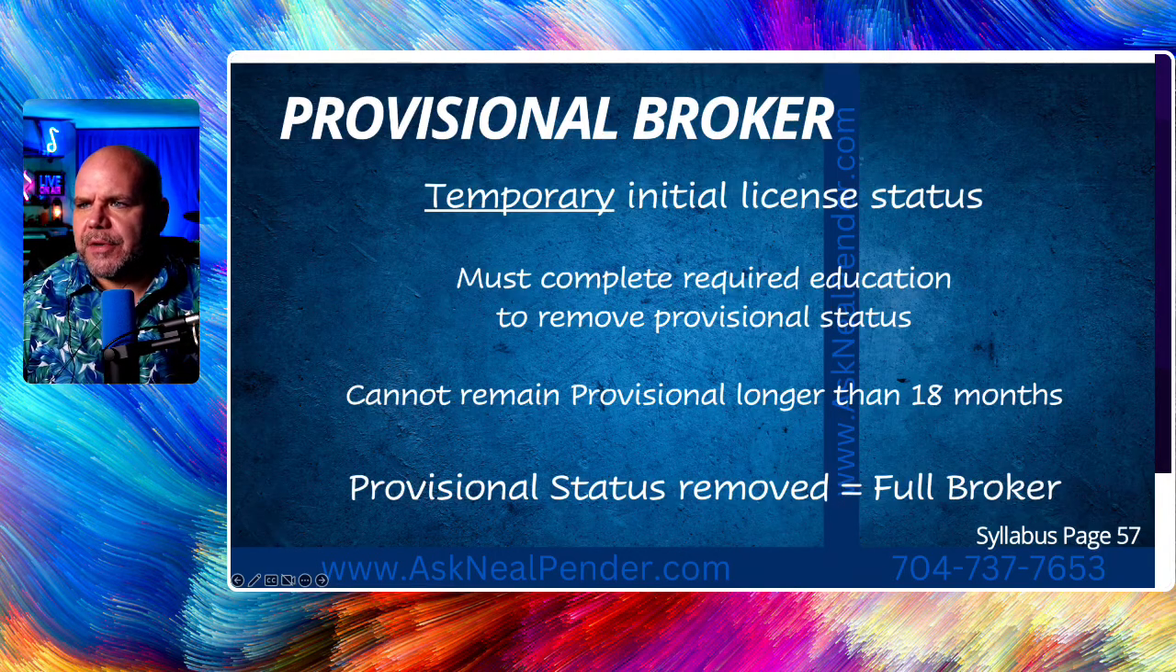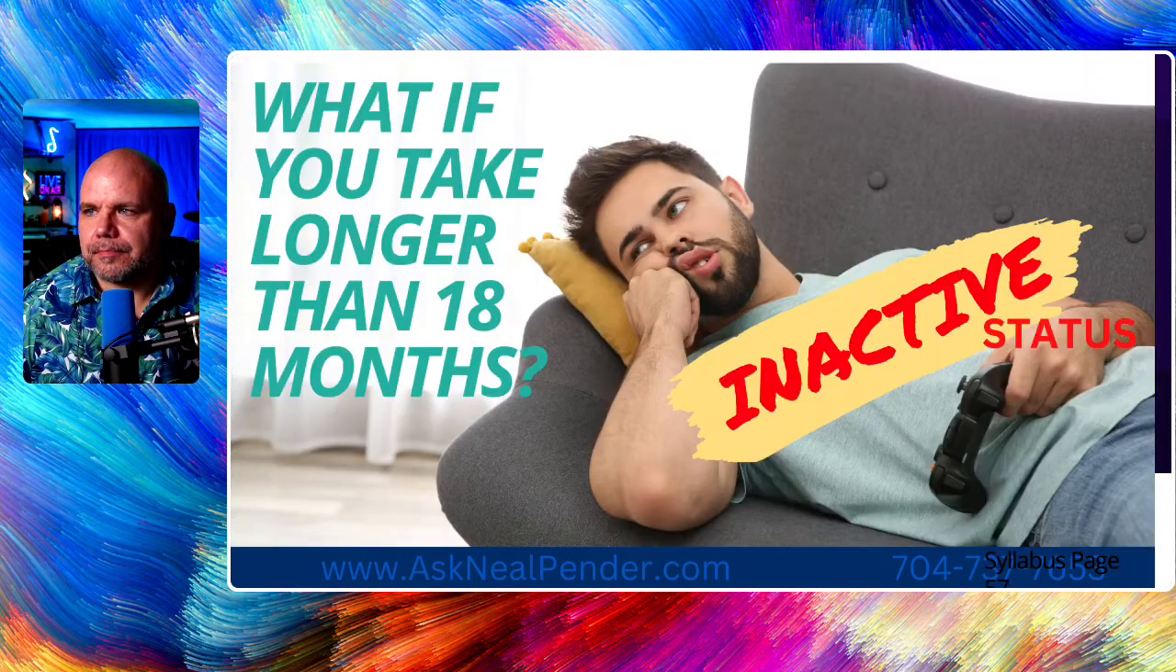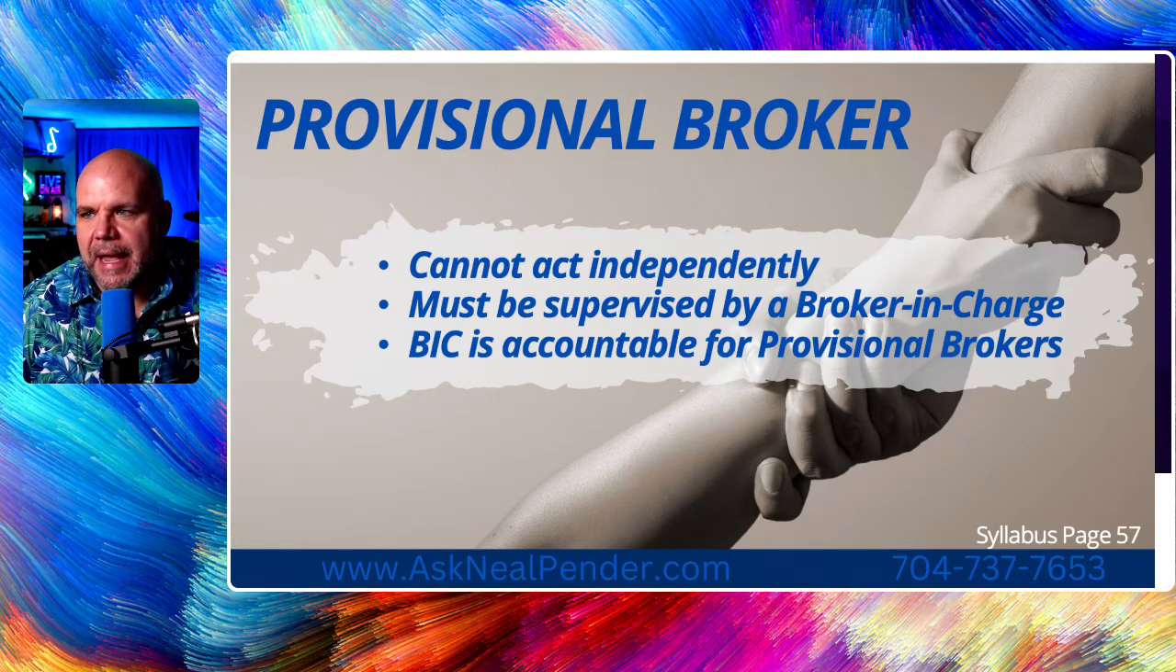Okay, that provisional status is temporary. Here's what the three classes look like. 90 total hours, 3 30-hour courses. Any order, it doesn't matter if you take 301 first or not. Just 18 months to get them done, or sooner. If you don't take your CE by its deadline, or you don't take your post-licensing by its deadline of 18 months, you become inactive.